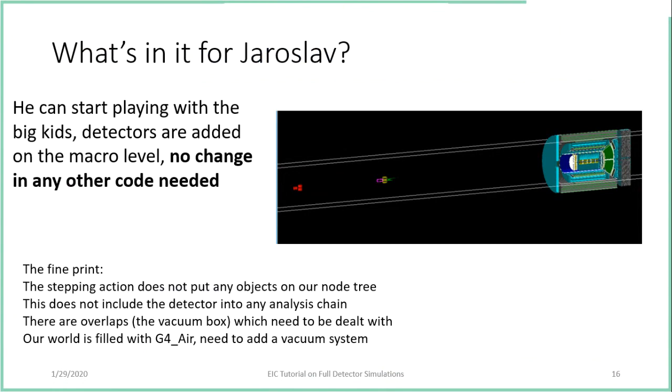As of now, if you look at the detector, you see this big white box. That's his vacuum system. It totally overlaps with the EIC detector. So yes, currently there are overlaps, and they need to be dealt with. And our world is filled with air. Our technicians would be very unhappy if we evacuated the experimental hall. So in order to get photons and pions out there, you would have to really add a beam pipe, vacuum system.